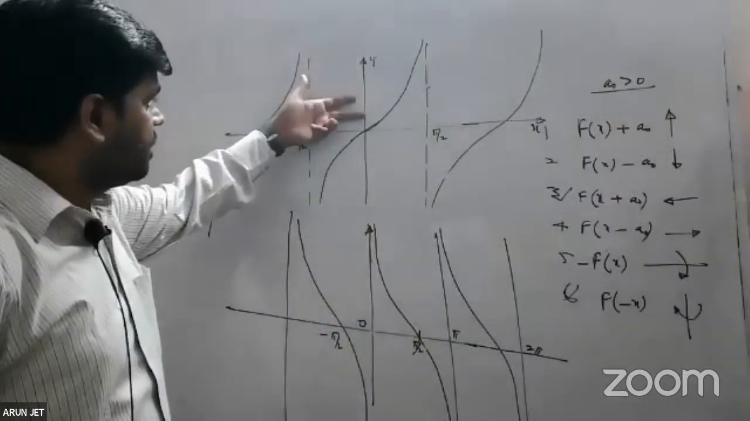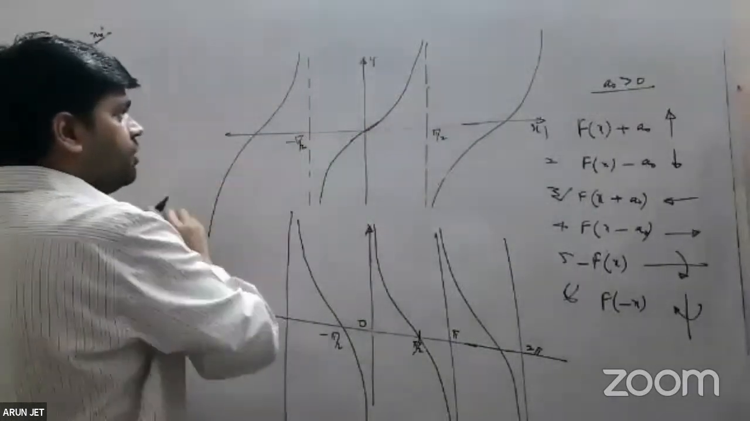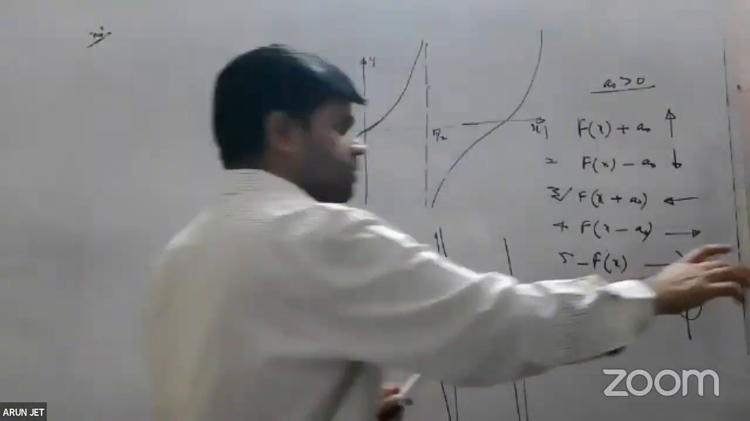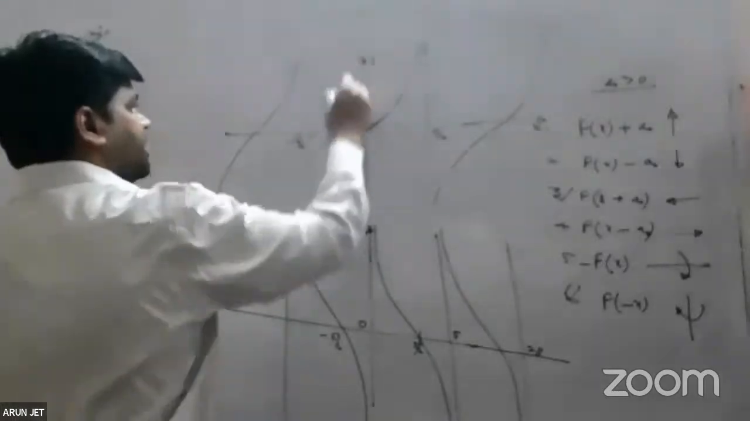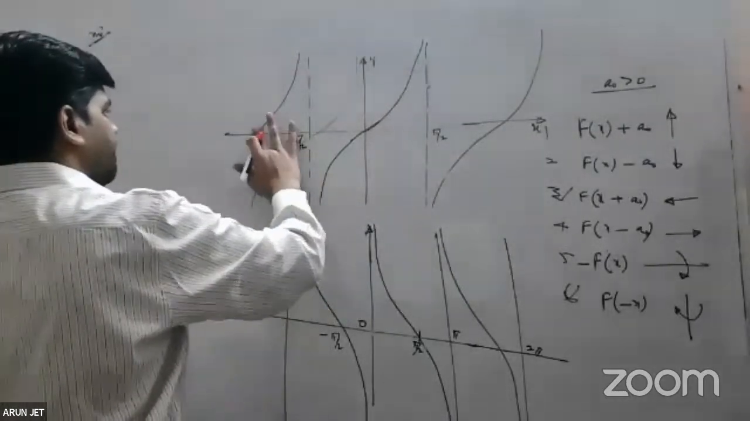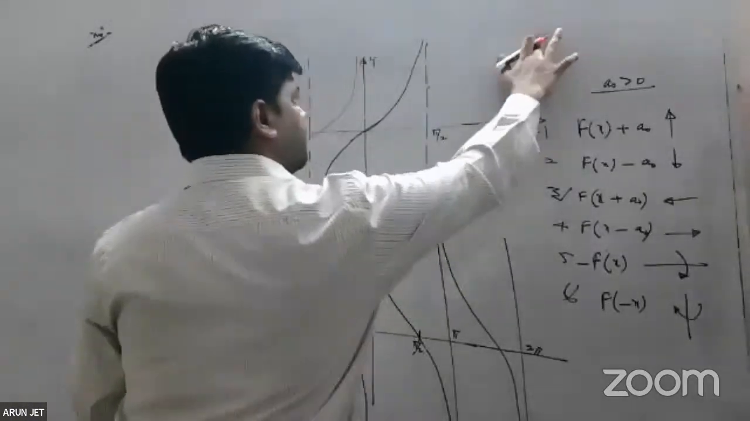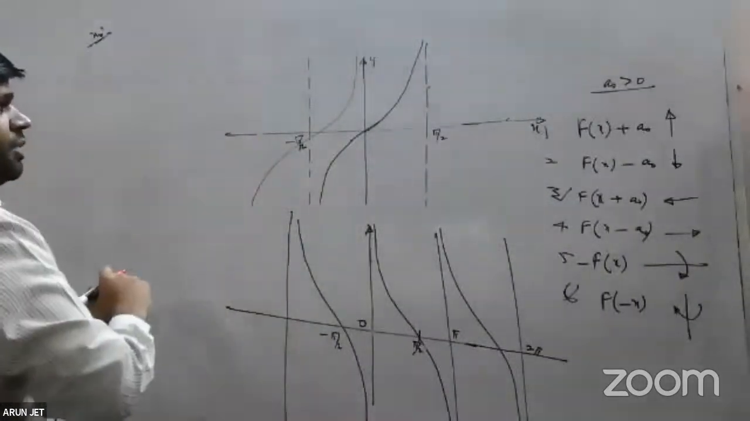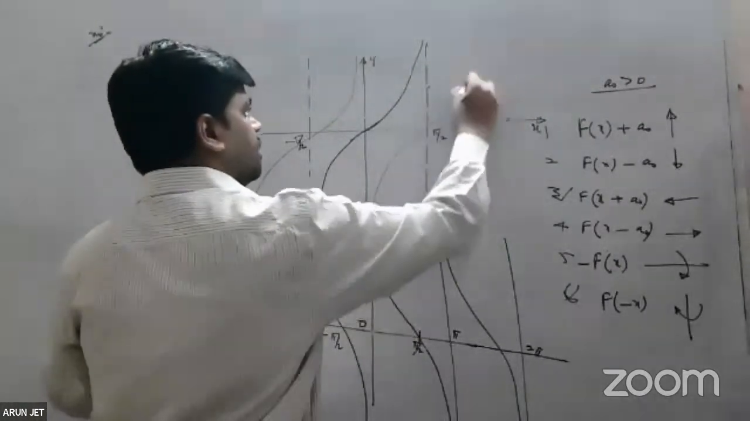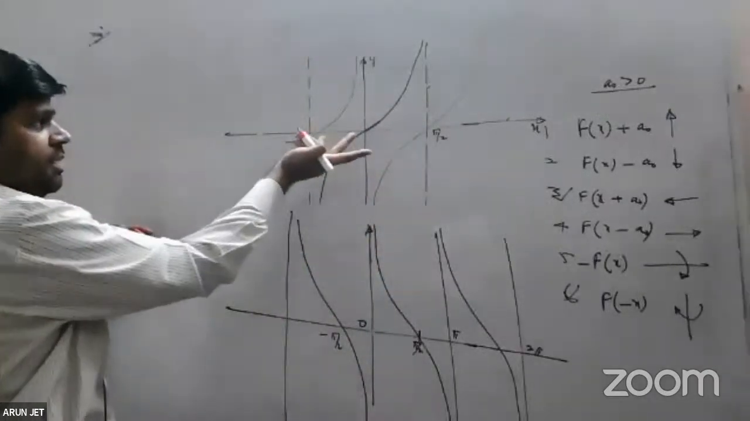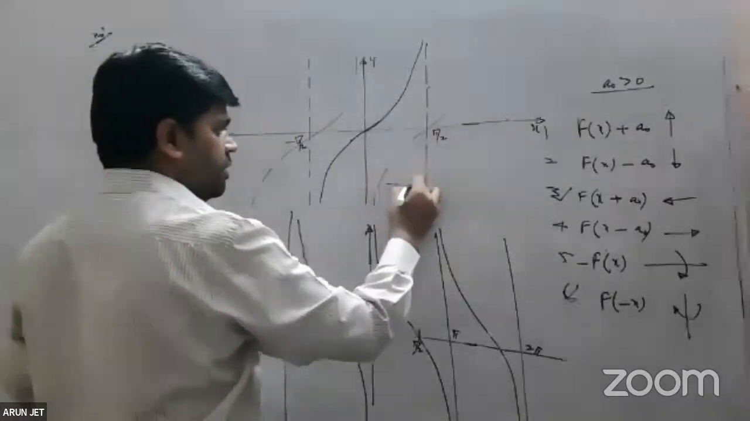I'll first shift it towards left by pi by 2. All right. If I shift to the left, what do I get? I'll get this graph. Now let's focus only on one segment of the infinite graph. Shifting to the left gives this. Right? Now I have to reverse this. Then I get cot. So this is minus cot.